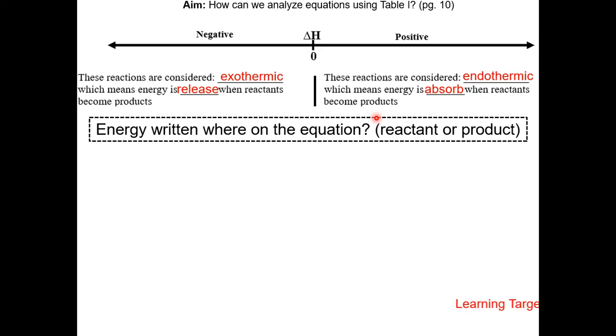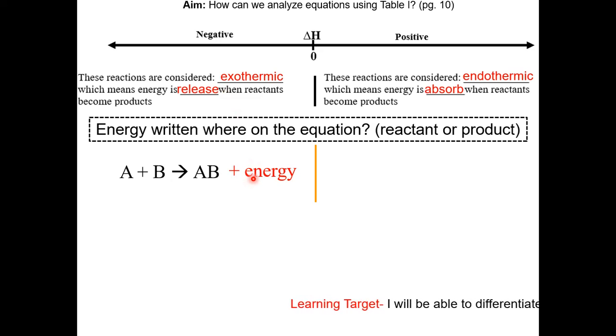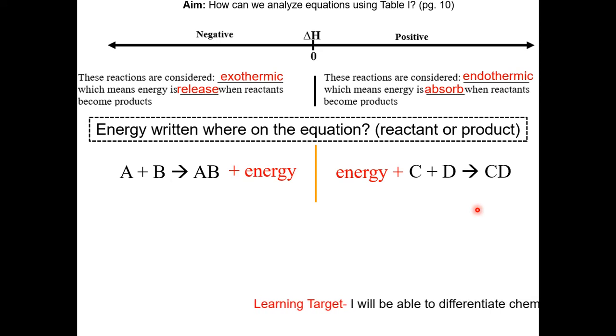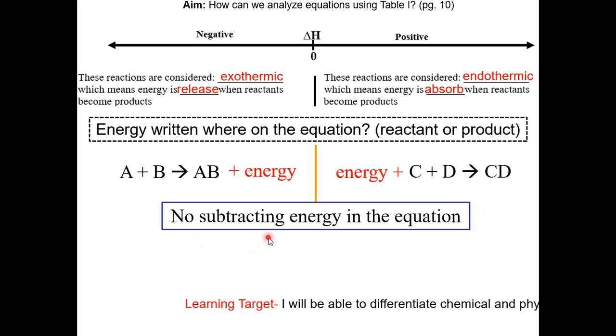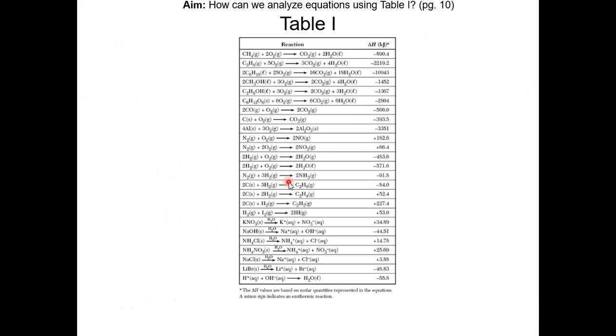In a chemical equation, where will you write the energy? On the reactant or product side? If it's an exothermic reaction, you will write the energy on the product side because energy is being released. If the reaction is endothermic, you're going to write the energy on the reactant side because energy is being absorbed. You're not subtracting energy anywhere in this equation, so you do not want to put a negative sign next to the energy. Here is Table I, which lists out various equations and the delta H.